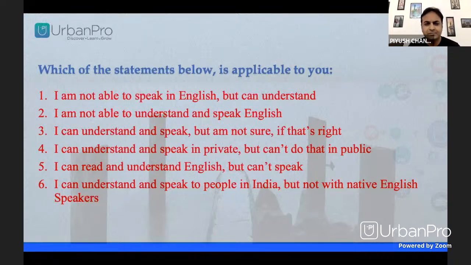If any of these is something that you are struggling with, you are at the right place at the right time. This is the session for you. I'm sure, by and large, even if people have not given their responses, they would have been able to identify which category they currently fall into. So let me just move ahead.